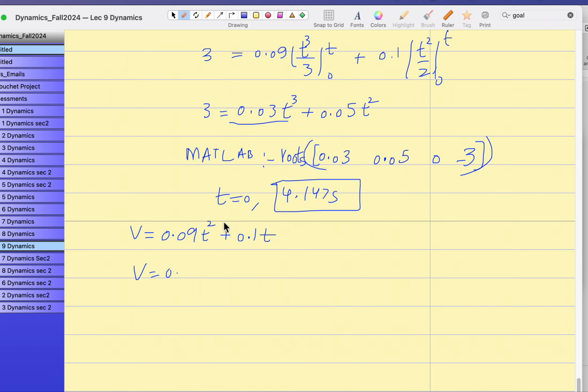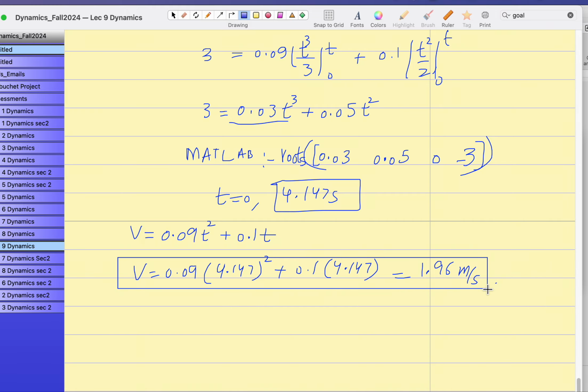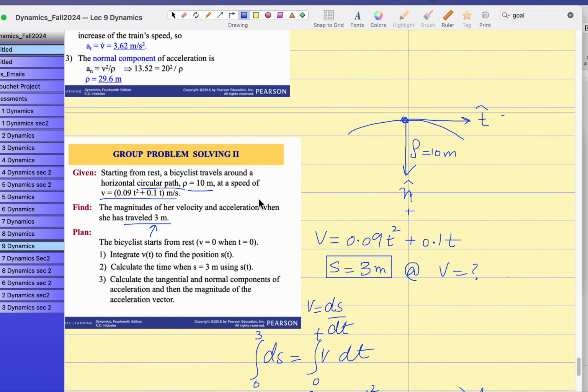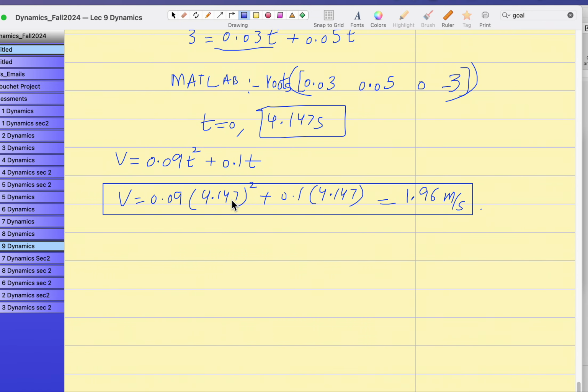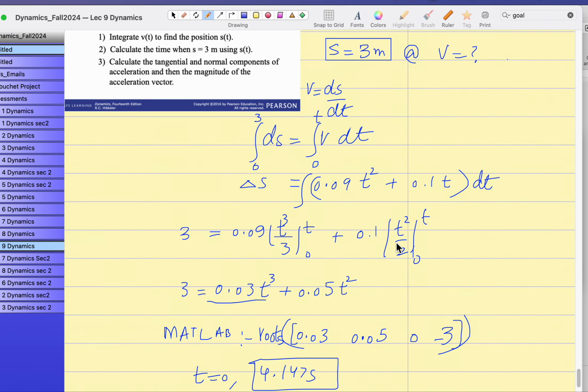Do you get 1.96 meters per second? Now we have found the magnitude of the velocity, and now we have to find the acceleration of the bicyclist. You already know the formula for the magnitude of the acceleration: the tangential acceleration component squared plus the normal component squared. So what is the tangential acceleration from this expression?